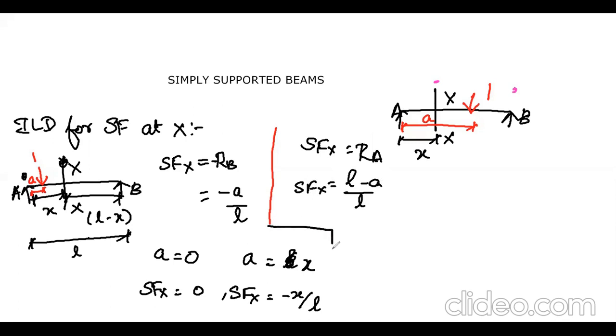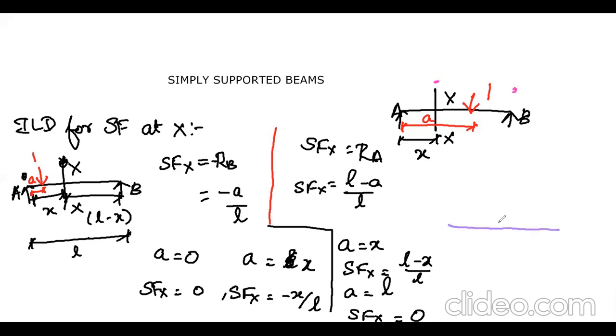Now the value of a varies from X to L. When the a value is equal to X, this value will become L minus X by L. When the a value is equal to L, the value becomes 0. From these two things we are going to draw the influence line diagram for the shear force at the section X we have considered for this study.